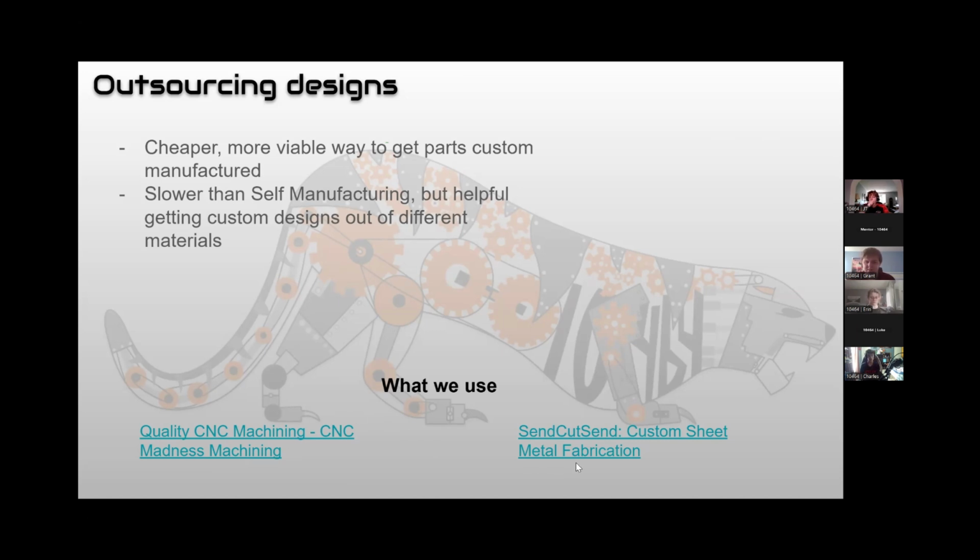And then the other one, which is very similar, is SendCutSend. It uses metal. This is basically the same thing as CNC Madness, but instead it's a lot quicker. And I believe it has a much higher variety of different plastics or metals that you can use. And they get it back to you in about a week turnaround, but it does become more expensive than using CNC Madness, especially when you get into the higher quality parts.